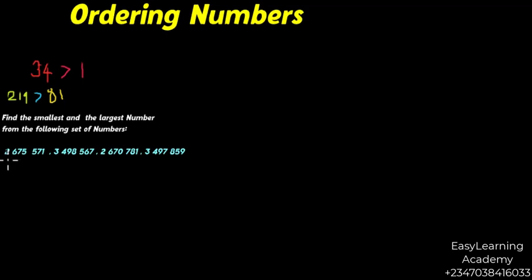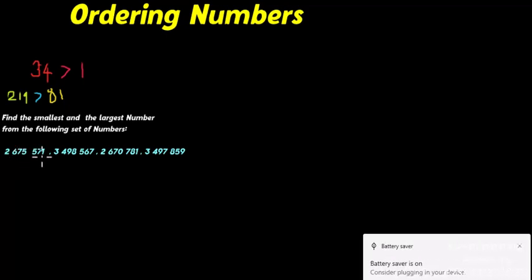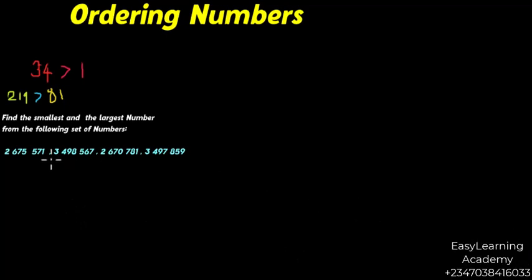All right, we have this one. Can we read this number? This is 2,675,571. And we also have another number that begins with 2 million. This one begins with 3 million, and we have another that begins with 2 million. So our concentration will be on these two numbers that begin with 2 million.